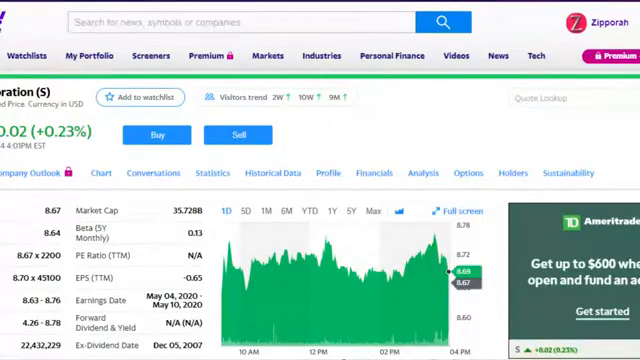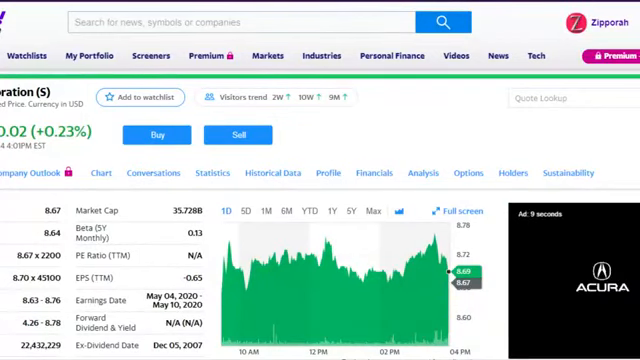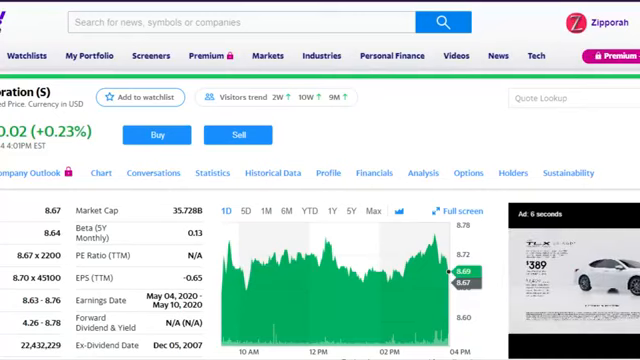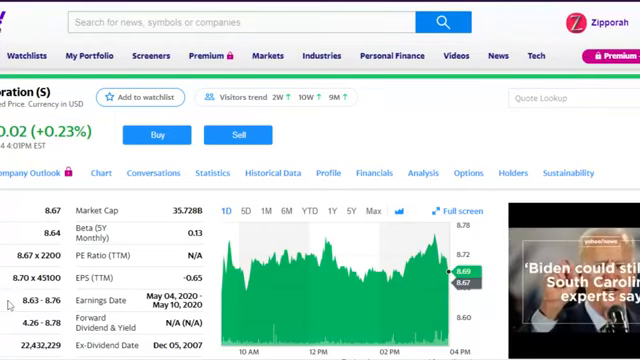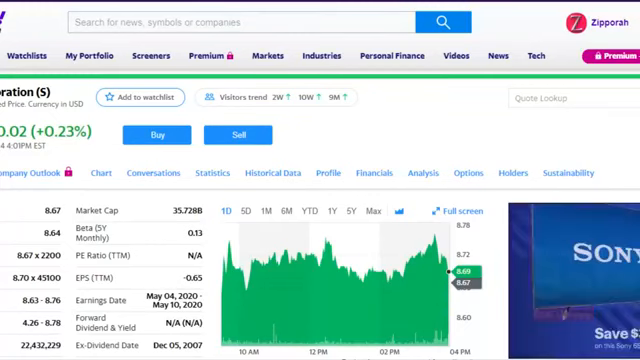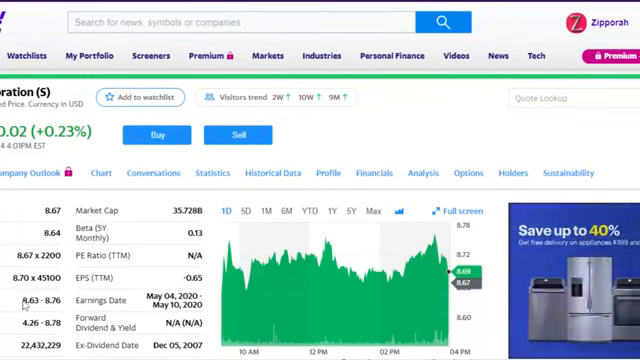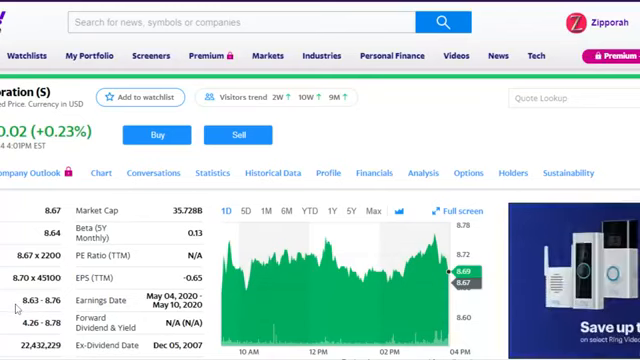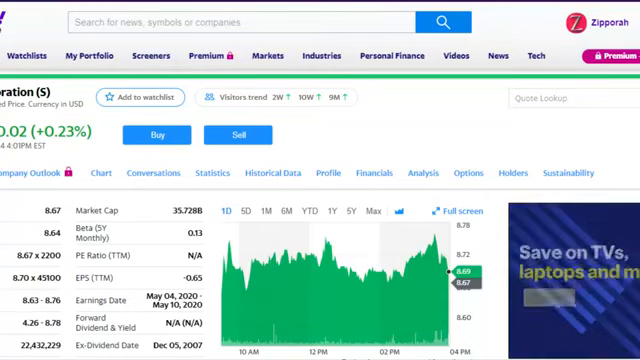But let's move on. The day's range is the lowest price that the stock was bought or sold on up to the highest price that was bought or sold in a day. So right here, again, the day's range is the lowest price that the stock was bought or sold on up to the highest price that the stock was bought or sold. And $8.63 was the lowest price of the day. The highest price was $8.76.